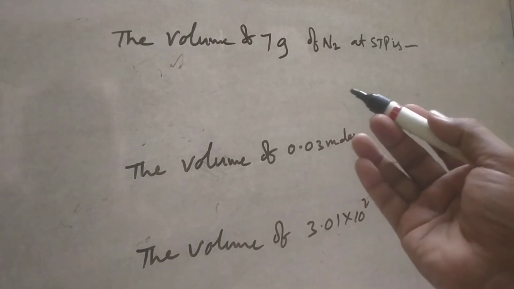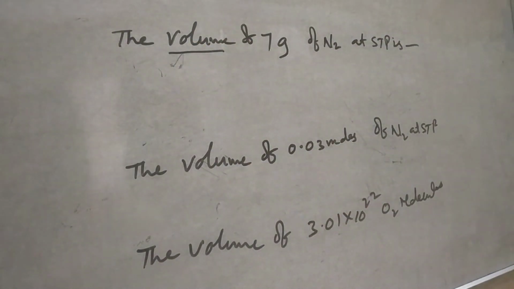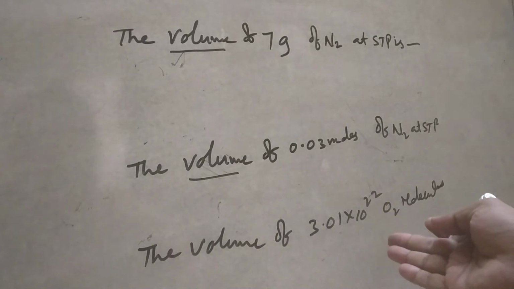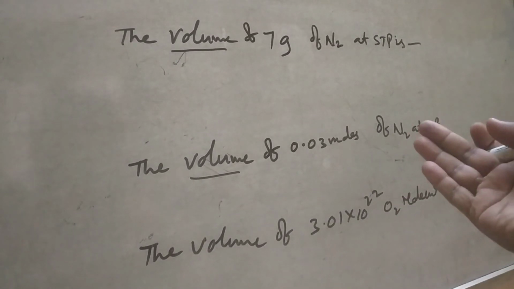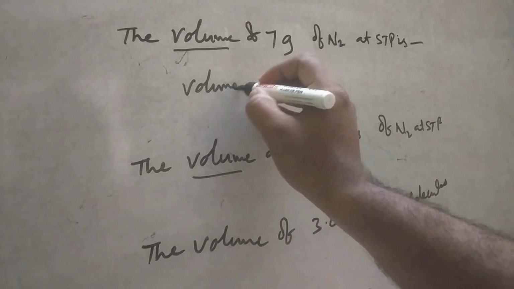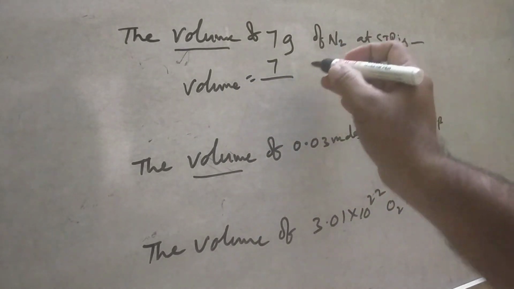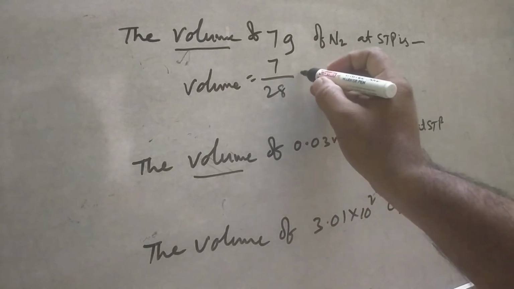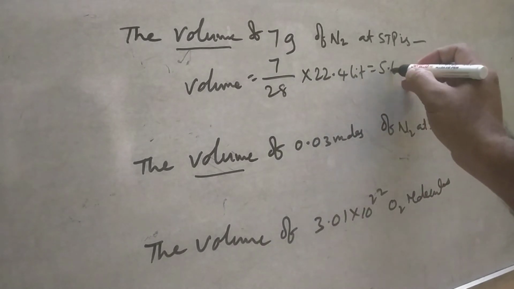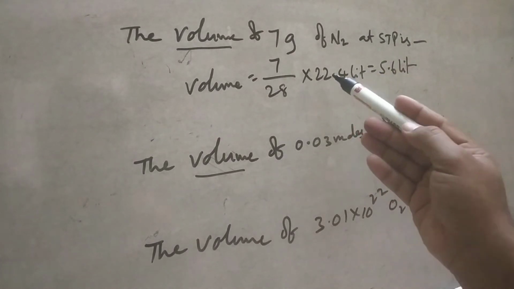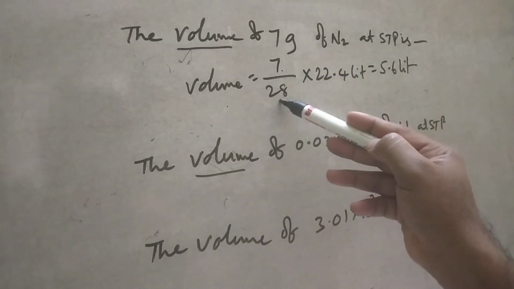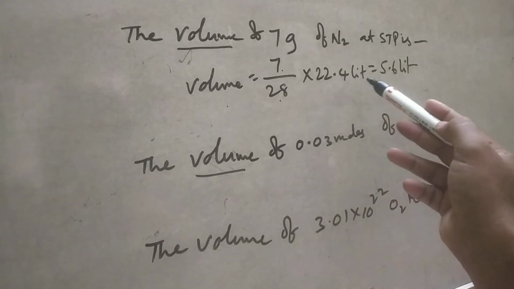Similarly, suppose you want to calculate the volume. Grams are given, or the number of moles are given, or molecules are given. How are you going to calculate? Suppose 7 grams of nitrogen is given and you are going to calculate the volume. The volume is equal to the given weight, 7 grams, divided by the molecular weight of nitrogen, that is 28. Then for volume you always have to multiply with 22.4 liters. So here you will get 5.6 liters. You multiply with 22.4 liters because you are converting into number of moles. So given weight divided by molecular weight, if mass is given, into 22.4 liters of volume.